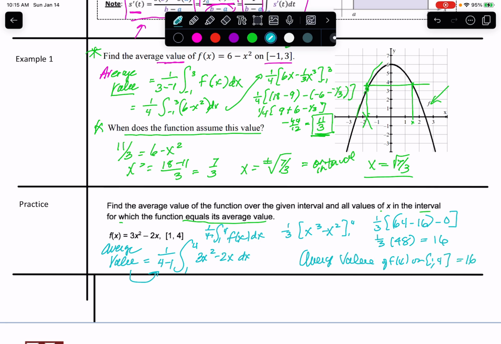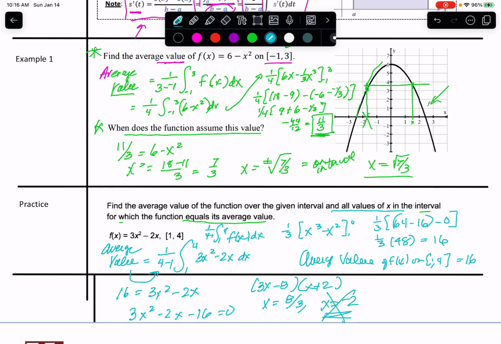All right, then it says, for what all values of x in the interval, when does it equal its average value? So then we have to put 16 back into our original equation. So 16 equals 3x squared minus 2x. So 3x squared minus 2x minus 16 equals 0. That'll be 3x minus 8 and x plus 2. So x is positive 8/3 and negative 2. And negative 2 is not in the interval, so we just have x equals 8/3. Okay, so that was the first video for lesson 8.1, average value of a function.